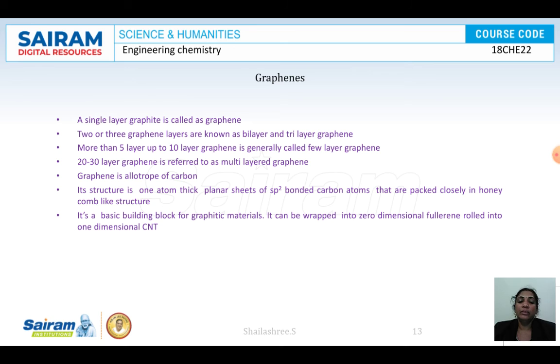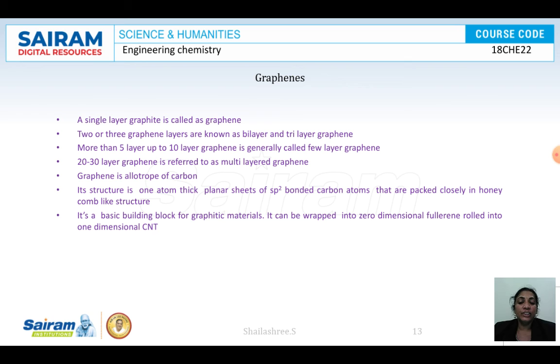Next, coming to the last topic, graphene. A single layer graphite is called graphene. If there are 2 or 3 layers, it is generally called bilayer and tri-layered graphene. More than 5 layers and up to 10 layers is called few layered graphene, and 20 to 30 layer graphene is referred to as multi-layered graphene. Graphene is one of the allotropes of carbon.